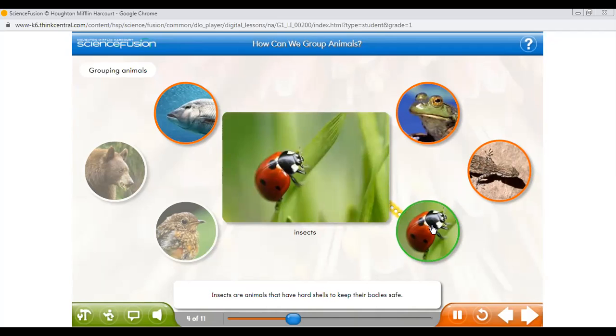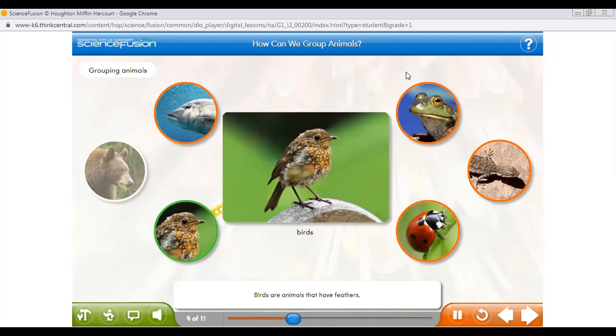Insects are animals that have hard shells to keep their bodies safe. Adult insects have 6 legs and bodies that are divided into 3 parts. So now one more group. The first one is fish, then amphibian, then you have seen the reptile, and now this is called the insect. So how many body parts does the insect have? They have 3 body parts and 6 legs. Don't forget, they have 6 legs and 3 body parts.